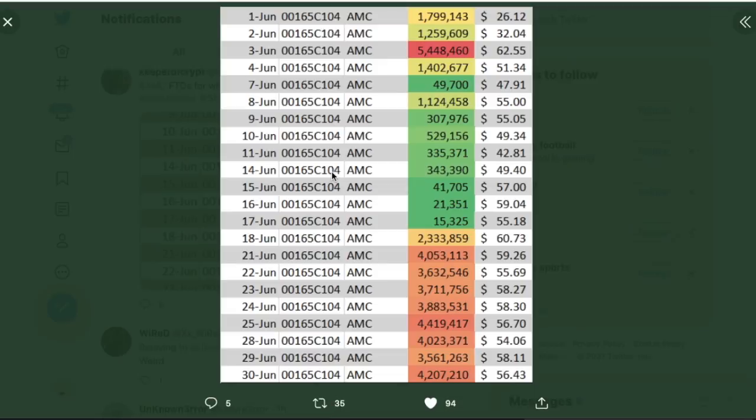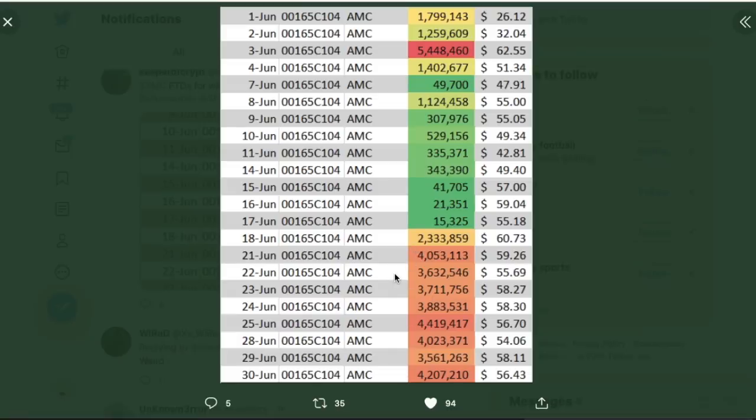Now, taking a look at what is exactly going on with these FTDs, for the second half of June, we can see right here, we had a pretty low amount of failure to delivers. Then we automatically spiked up to 2.3 million. Then the next day, another additional 2 million. And we are staying at that level until the end of June.